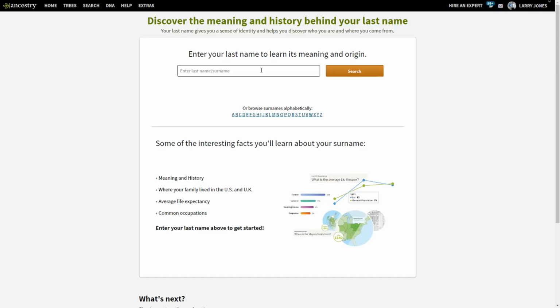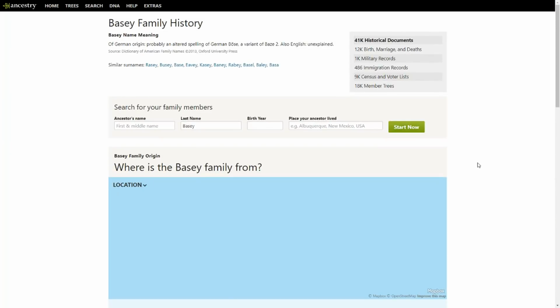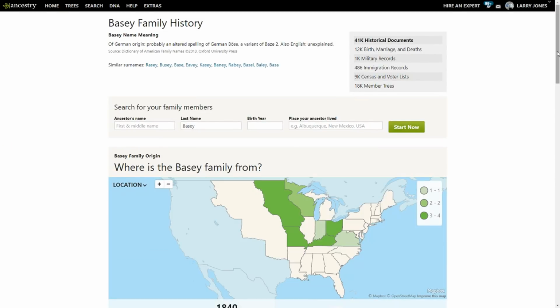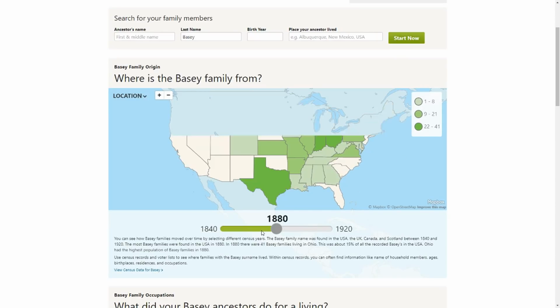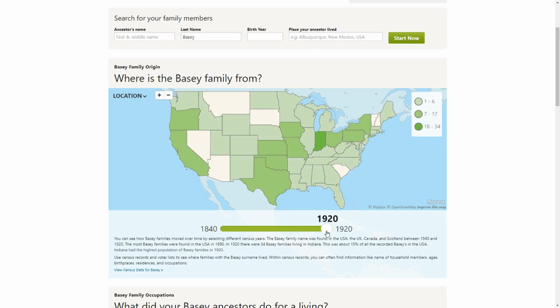Now, how this can be useful is if you enter a surname, and I'm going to enter the Basie surname, which was my name for 30 years prior to DNA showing I was a Brown, and I'm going to show you what it brings up. It brings up a map. It says 1840 and then 1880 and 1920.